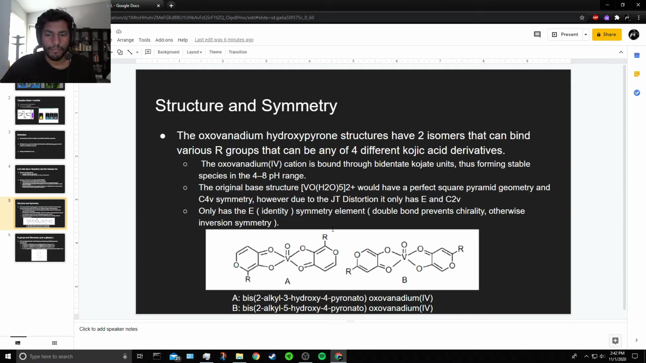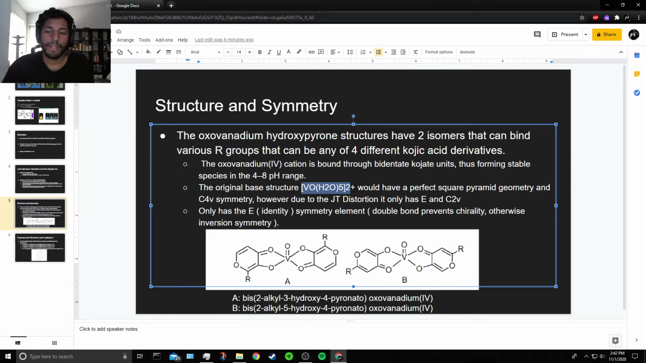When we look at the original base structure, which is what I based this whole thing off of, we're looking at symmetry. All molecules have E, which is the identity symmetry. If it had perfect square geometry, it should have had C4v symmetry, but due to that Jahn-Teller distortion, it only has E and C2v. And then for the isomers A and B, there really is only E symmetry here. There is no inversion because of the double bond between the vanadium and the oxygen.